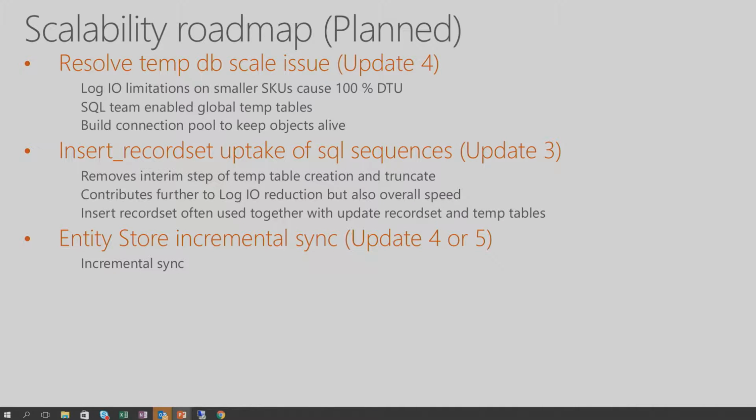We did another thing. The insert record set is now using SQL sequences, so it doesn't even create a temp table anymore. The insert record set always created a temp table, inserted into the temp table, then copied from there into the regular table, and it did that for the rec ID. Now that the rec ID is done by SQL sequences, we just say, why do the interim step? So we shipped that in update 3. That's also increasing the scalability of AX. And now the entity store incremental sync is what we're doing in update 4, update 5. The proper incremental sync. So, all right.